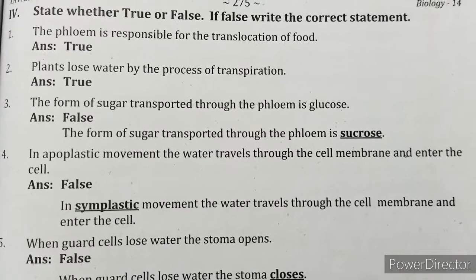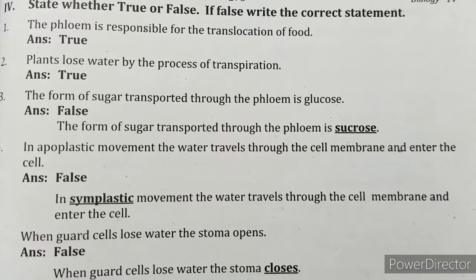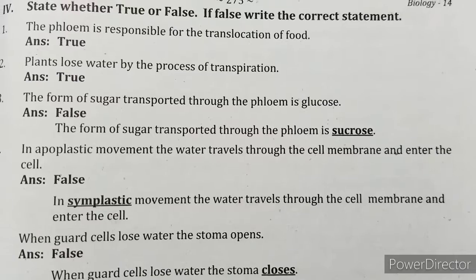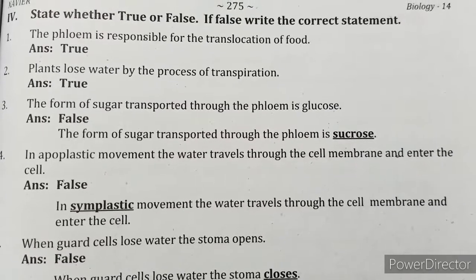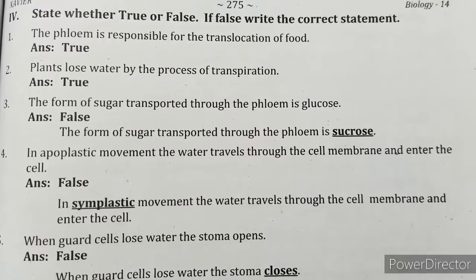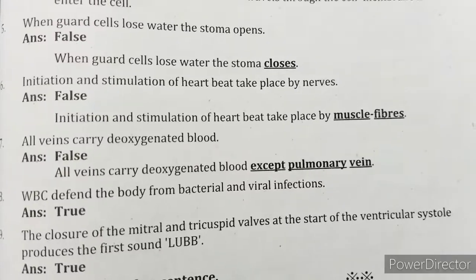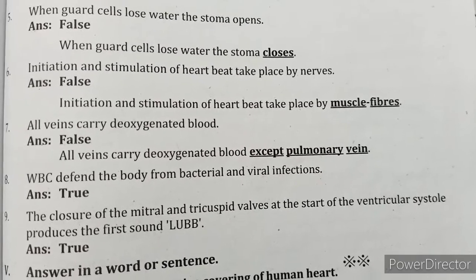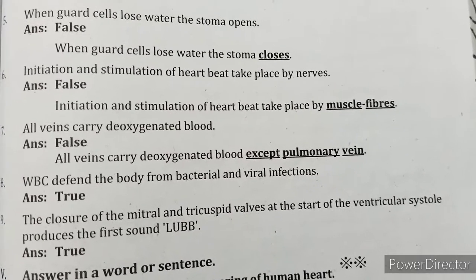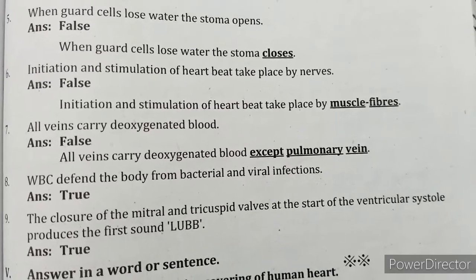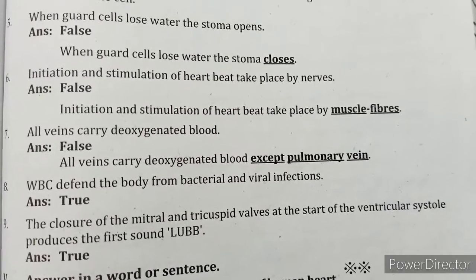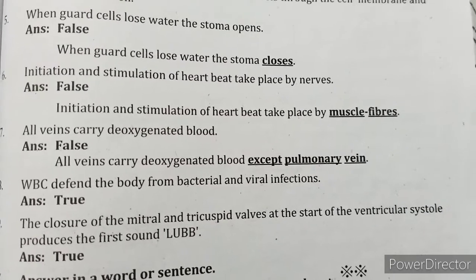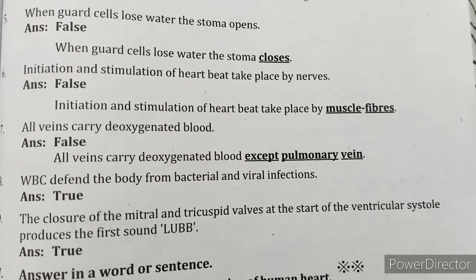In apoplastic movement, the water travels through the cell membrane and enters the cell. False. In symplastic movement, the water travels through the cell membrane and enters the cell. When guard cells lose water, the stoma opens. False. When guard cells lose water, the stoma closes. Initiation and stimulation of heartbeat take place by nerves. False. Initiation and stimulation of heartbeat takes place by muscle fibers.